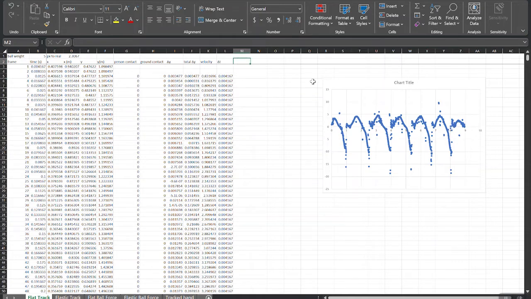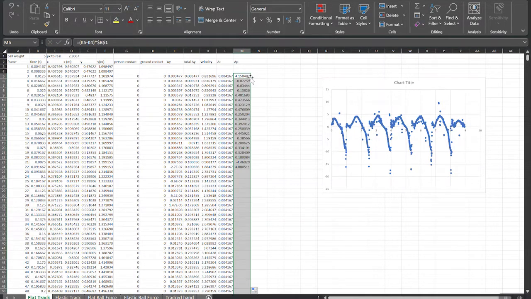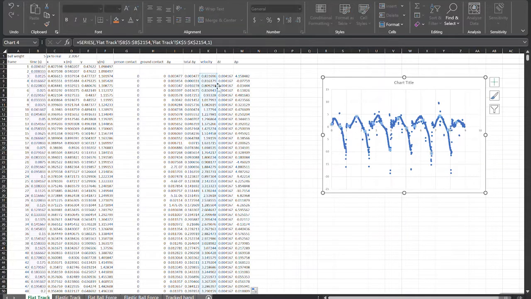Now we have a formula for change in momentum, right? If you look at the formula for change in momentum, that's dp, and this says this is the change in velocity times the mass of the ball. We want to make sure that the mass of the ball is dollar sign B, dollar sign 1, right? That locks that in place, and we'll go ahead and double click that so that we get change in momentum throughout time. Let's go plot that thing.